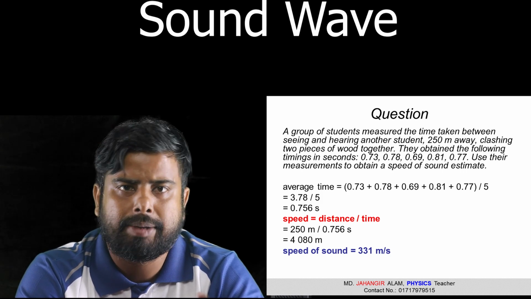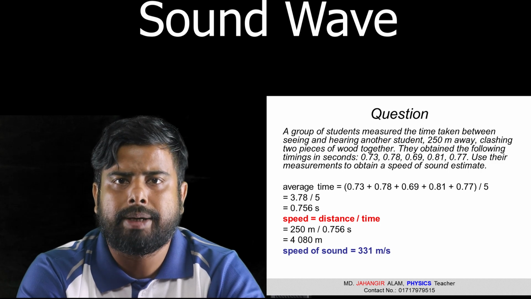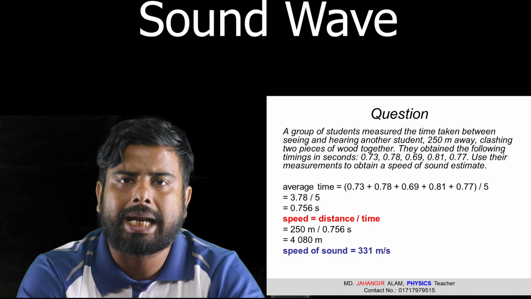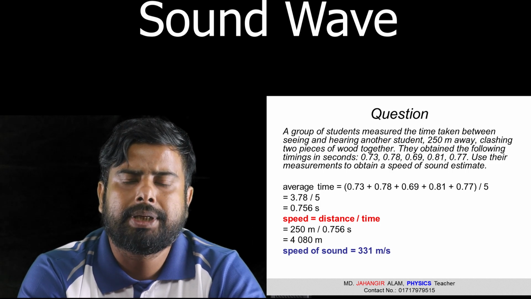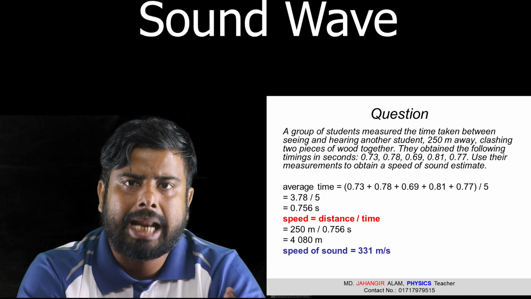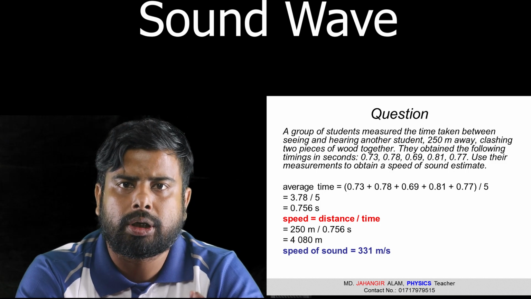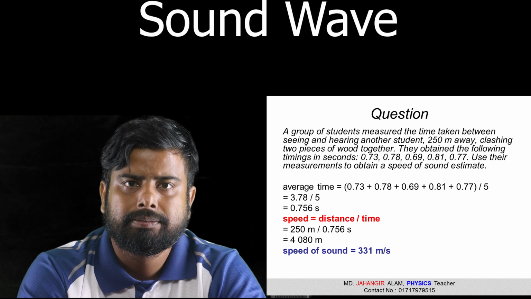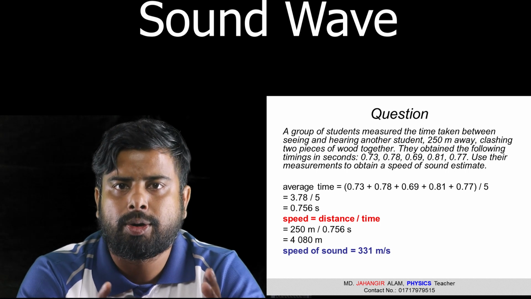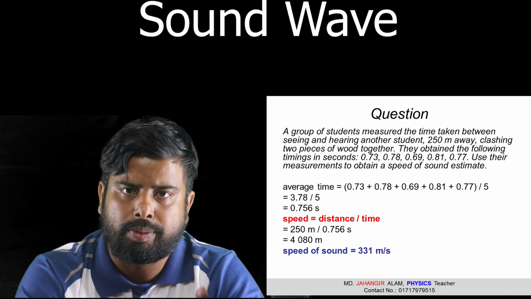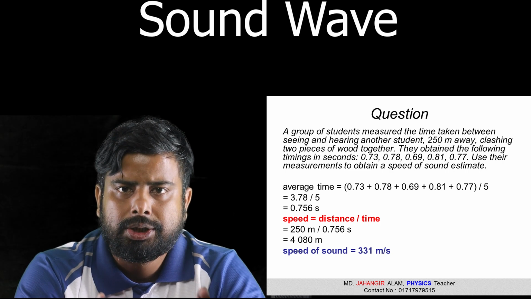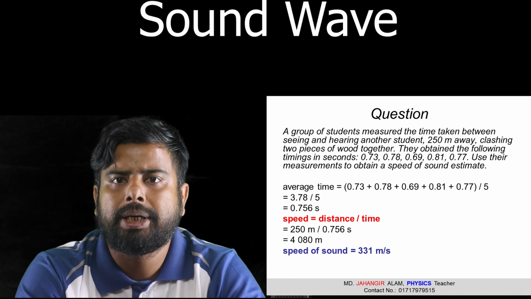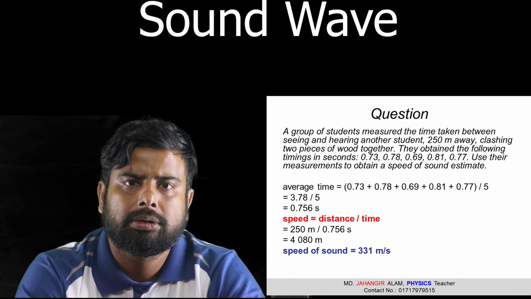Question, there is a mathematical question. A group of students measured the time taken between seeing and hearing another student 250 meters away clashing two pieces of wood together. They obtained the following timings in seconds: 0.73, 0.78, 0.69, 0.81, 0.77. Use their measurements to obtain the speed of sound.